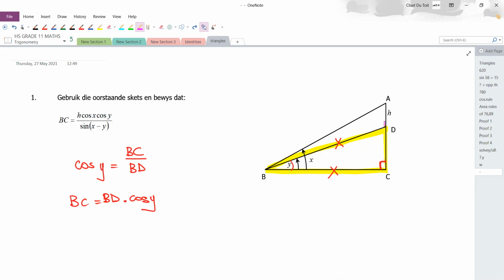Equal to BC over BD. Therefore, BC is equal to BD cos y.